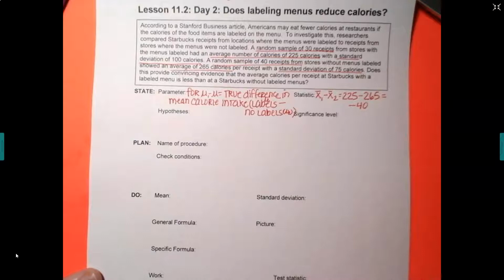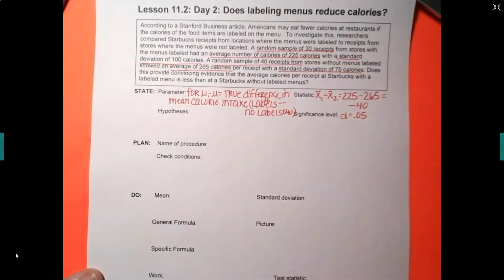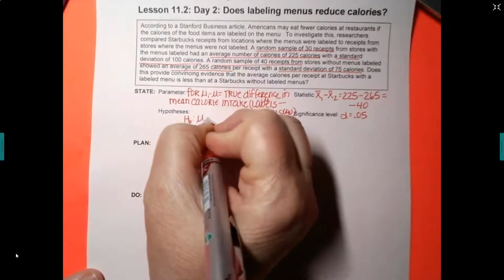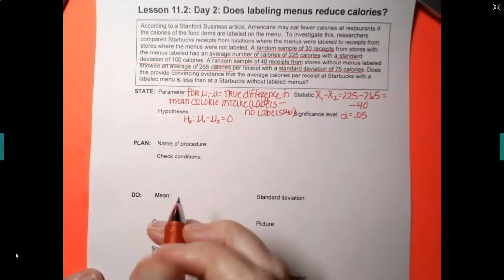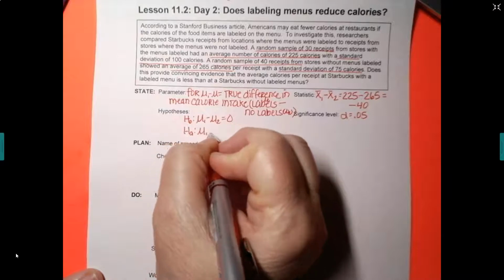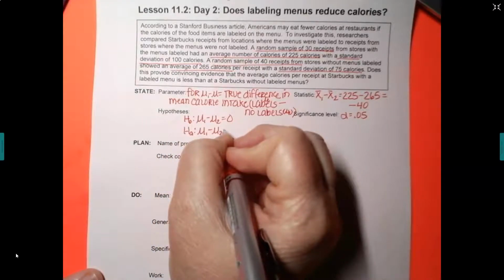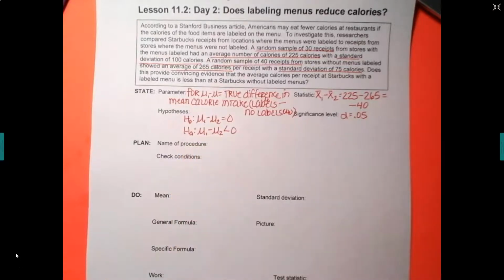Our significance level, it doesn't say in there, so we're going to go with alpha equals 0.05. And our hypothesis is the null, meaning no difference. When I subtract them, I'm going to get no difference. And my alternative is when I subtract them, I'm going to get less than 0.